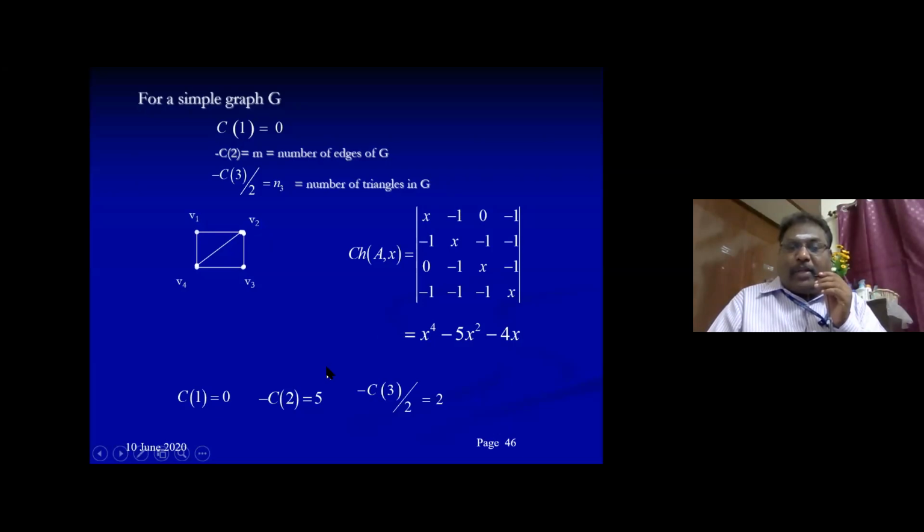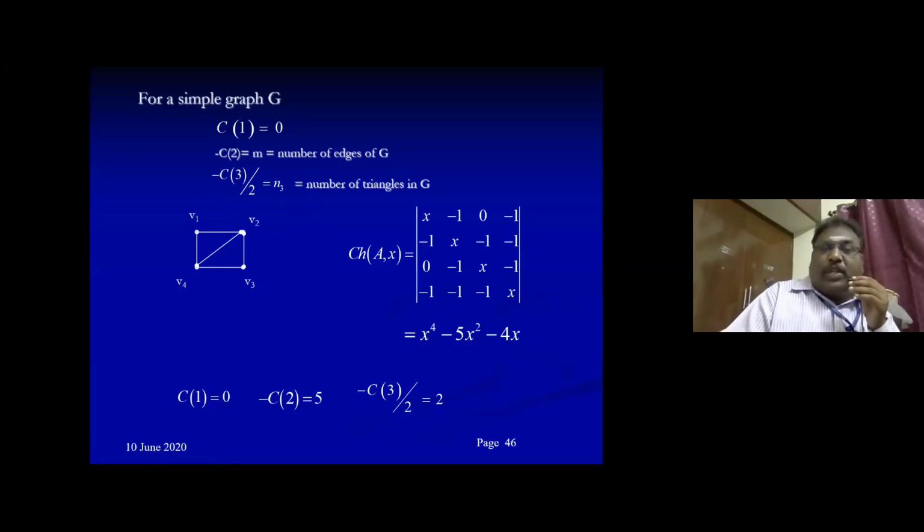The polynomial has the first term x power 4. Afterwards, we don't have an x cube term, just 0. C1 is 0. Then the C2 term is the number of edges, 1, 2, 3, 4, 5. That's 5. And then the last constant term is the number of triangles, that is nothing but minus C3 by 2. You can view this expansion.